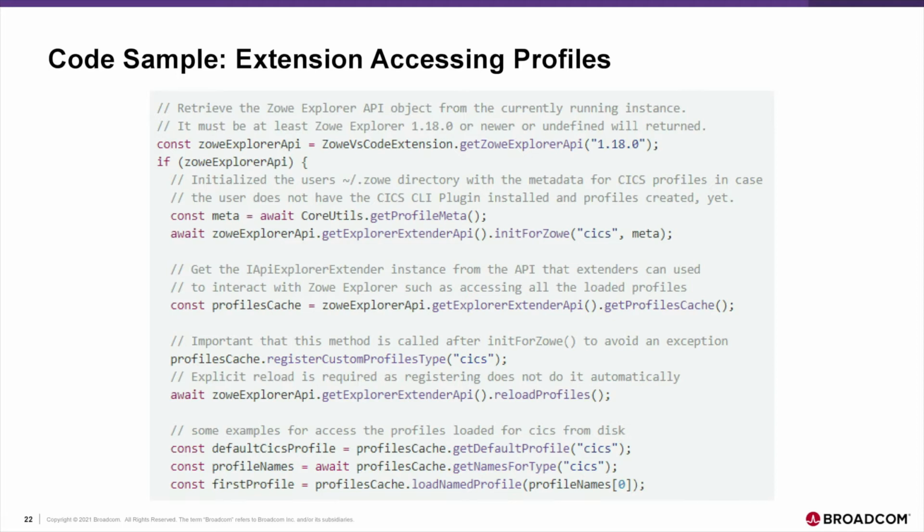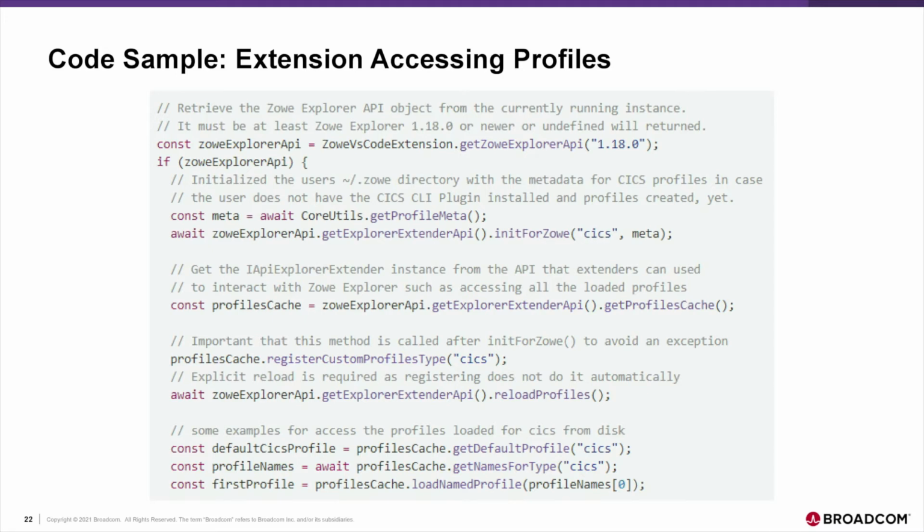So this utility ensures that the profile type is supported and managed by the extension without the Zowe CLI plugin installed. The next thing we see is the getProfilesCache. And this utility accesses the Zowe Explorer profiles cache for read and write operations. So in this way, an extension does not need to have their own profiles cache. They can use the implementation of Zowe Explorer.